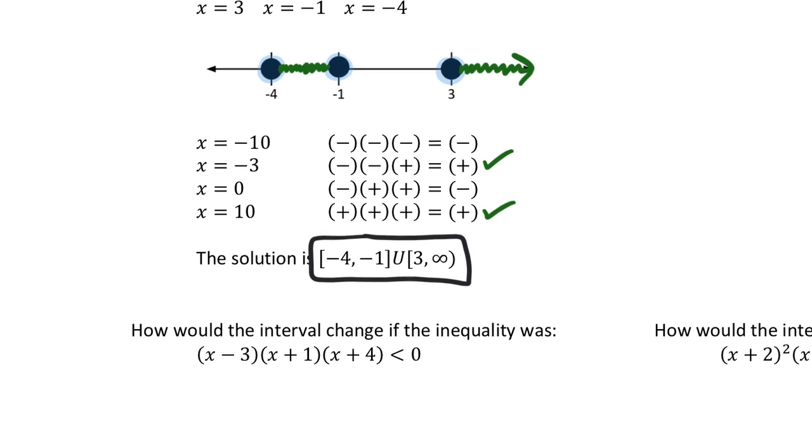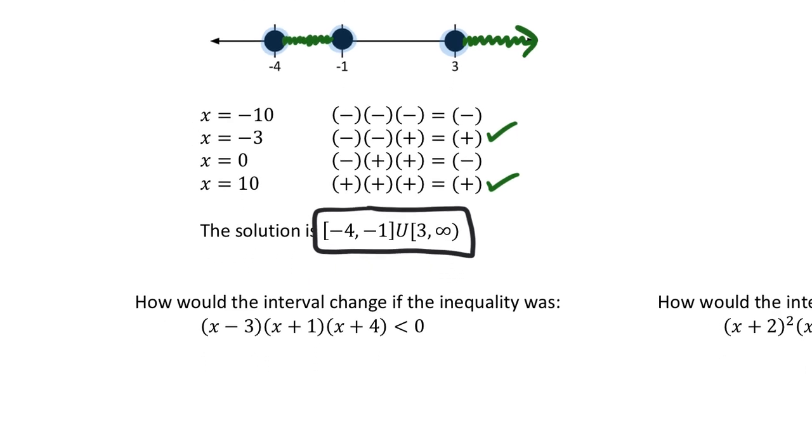My question before we try another one would be, we don't have to redo all of the things. How would my interval answer change if my inequality said this instead? Just less than 0. Which intervals is it less than 0? The other ones. So we would say from -infinity to -4, bracket or parentheses? Parentheses, because it's not equal to this time. Or the interval from -1 to 3. Parentheses, because we're not including the zeros this time.